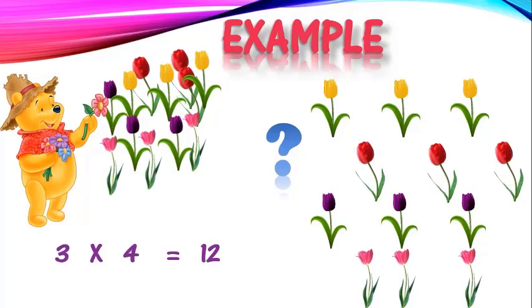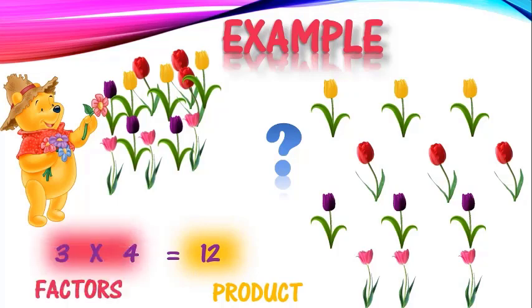Even if I change the order of the numbers, there is no change. You can try it by yourself also. 4 multiplied by 3. Think, it is going to be the same. Yes. The answer will be 12 only. Here 12 is the product of 3 and 4, while 3 and 4 are the factors.